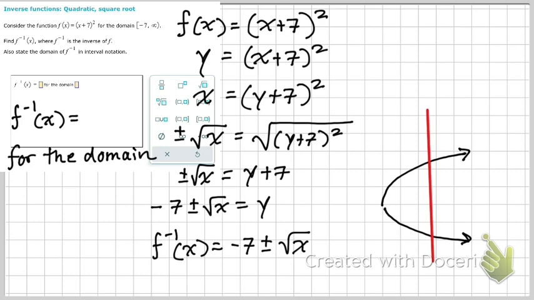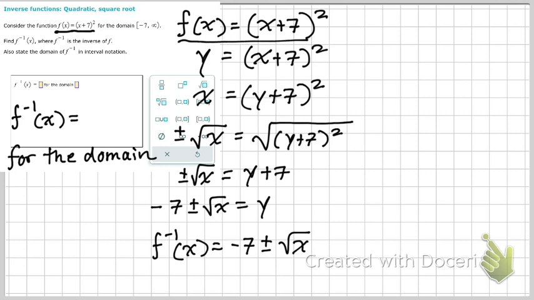So what's happening here can be seen back at the beginning. And you might have missed this, but this says that f is equal to (x plus 7) squared, which is what I wrote here. But then I didn't say this part here. It's equal to (x plus 7) squared for the domain negative 7 to infinity. So that's for the domain negative 7 to infinity. So let's look at that graphically.